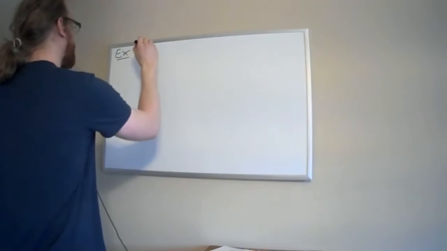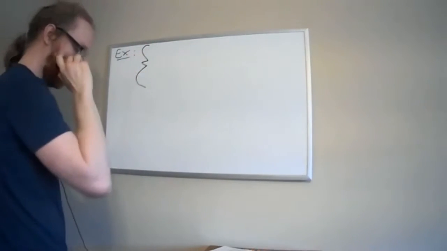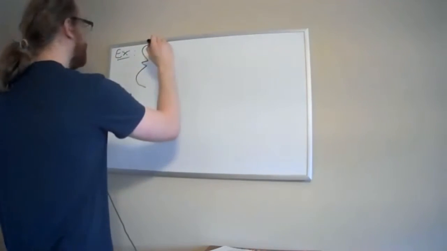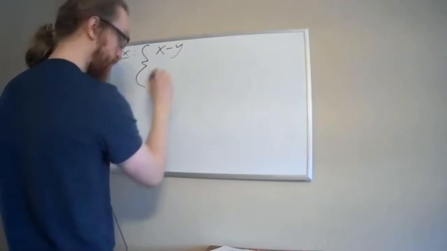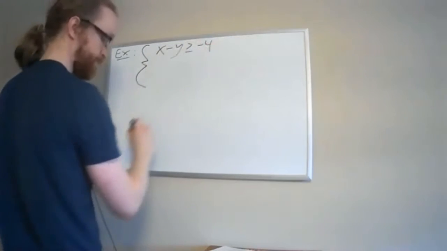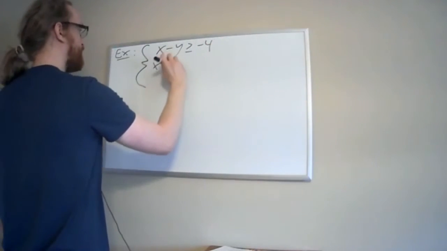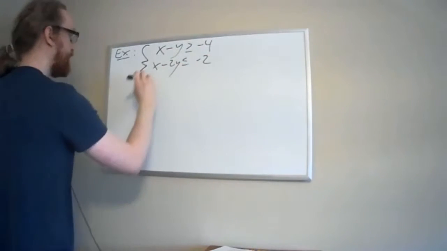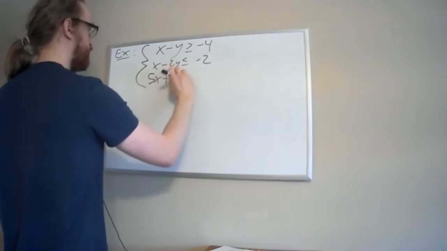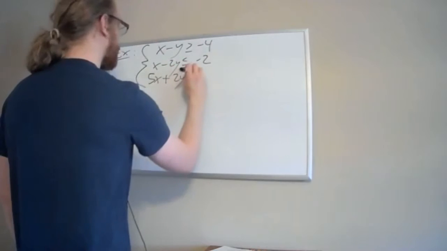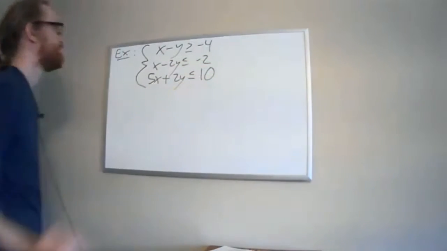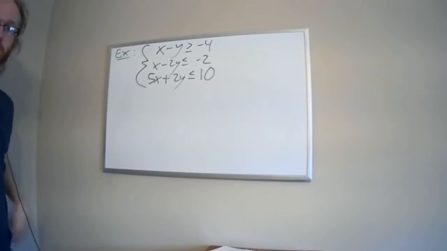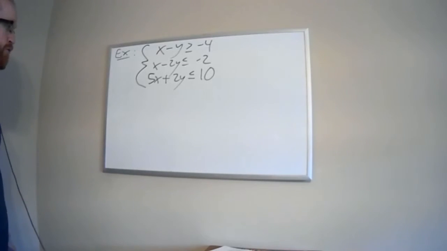Okay, so here's our system. It'll have 3 inequalities. Actually, I can mention another fact to you. This is actually good, so I'm glad you asked. x minus y greater than or equal to -4. x minus 2y less than or equal to -2. And 5x plus 2y is less than or equal to 10. So we'll take this system of 3 inequalities, graph it, and then look for the corner points.